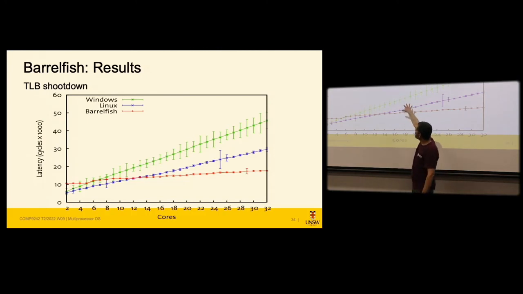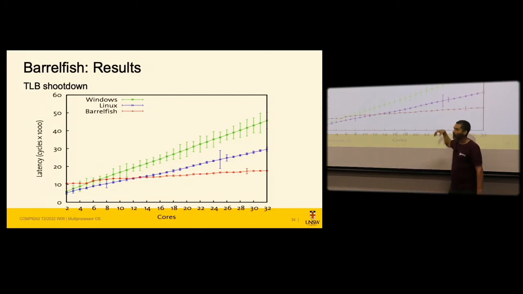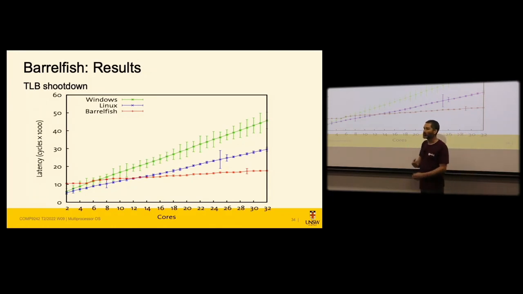Windows and Linux implement this using interprocessor interrupts. If a TLB shootdown needs to be done, they send an IPI to all the other cores, and they will then flush their TLBs. Whereas Barrelfish implements it using the multicast built on message passing. This experiment again shows latency, where high is worse and low is better, over the number of cores, and Barrelfish gets much better performance on this interprocessor communication than using IPIs.